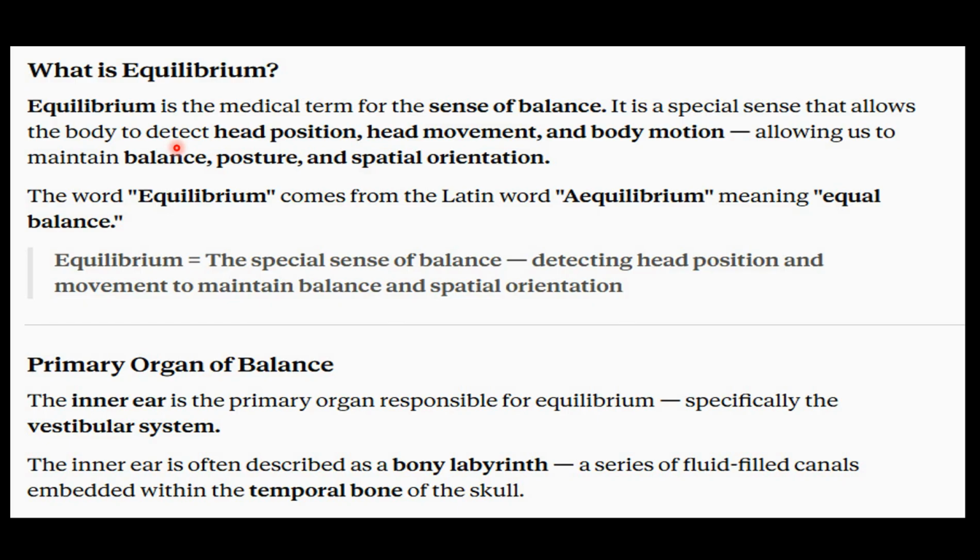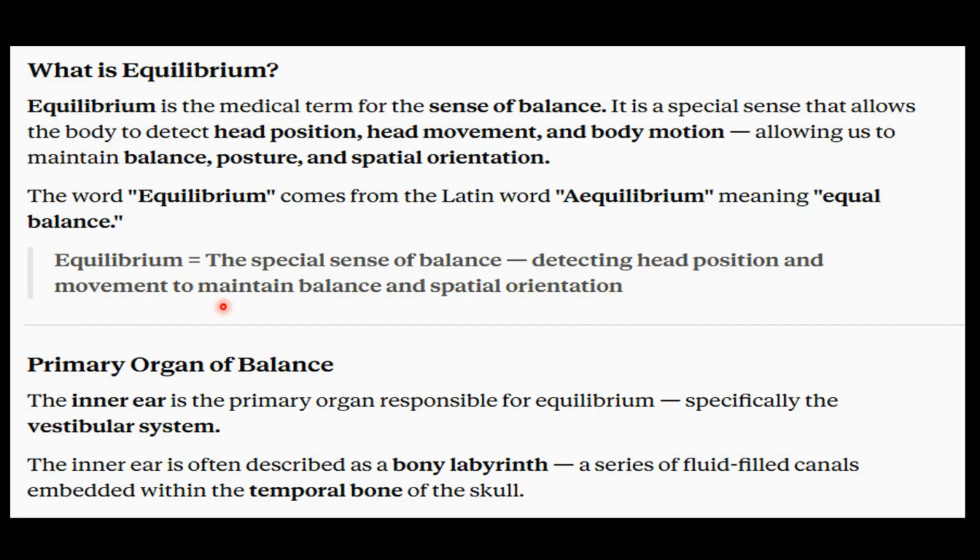So this is a term mainly used to denote the sense of balance, and it is a special sense also. Why? Because it detects the head position, head movement and body motion, and it is the same thing that allows us to maintain the balance, posture and spatial orientation. This word originated from the Latin word equilibrium, which means equal balance. So we can simply say that equilibrium means the special sense of balance, detecting head position and movement to maintain the balance and spatial orientation.